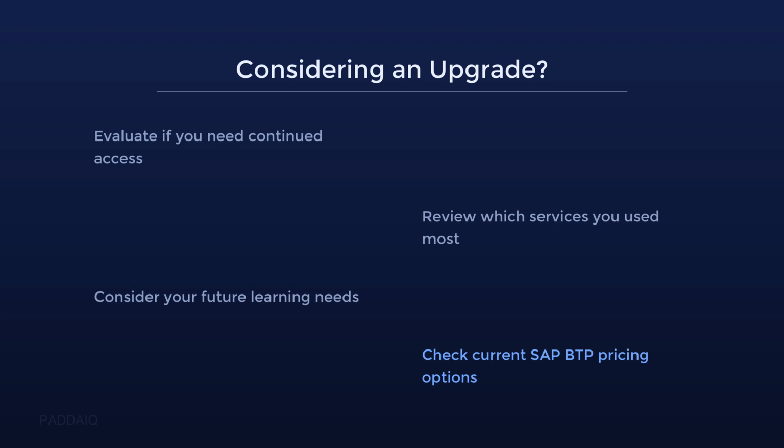Check current SAP BTP pricing options. This means reviewing the latest plans and costs to ensure your upgrade is financially sound. For instance, before adding new services, a company compares subscription models to avoid unexpected expenses. Staying informed helps you budget effectively and make cost-efficient decisions.